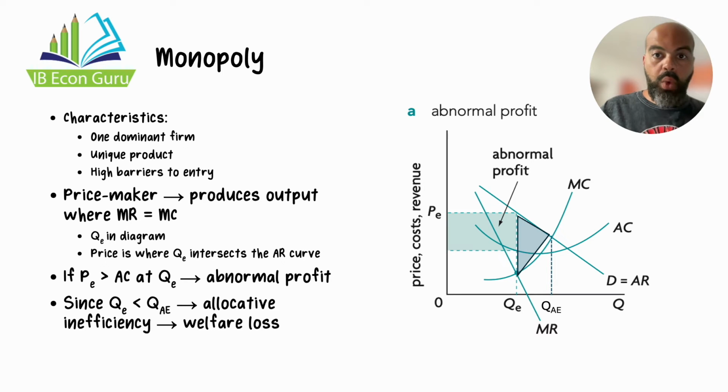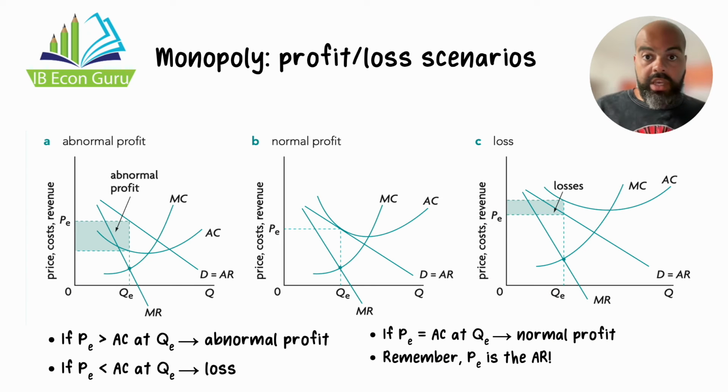Now let's see what the other two scenarios are. So I said there are three scenarios or three outcomes. I've already done the abnormal profit outcome or scenario. This happens when at QE, which is the profit maximizing output, the output where MR intersects MC, you go up, you see where it intersects AC, then you go up and you see where it intersects the AR. This is the AR or PE basically. Remember, price and AR are the same thing because price is total revenue divided by quantity and average revenue is total revenue divided by quantity.